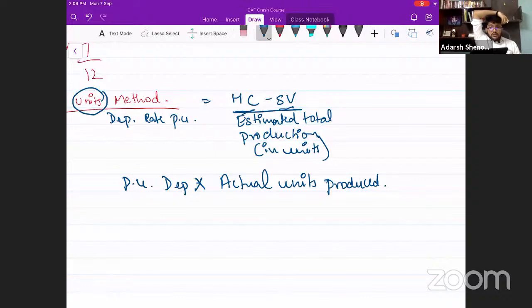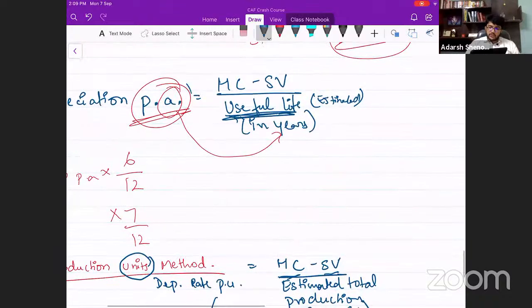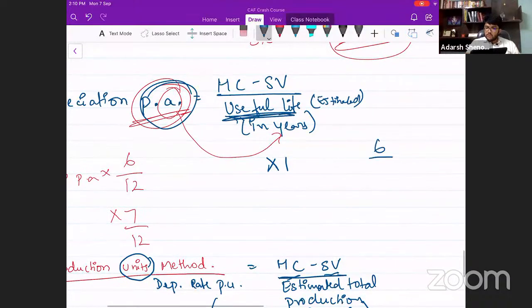Now coming back to our discussion. Per unit depreciation we calculate over here. Take that depreciation and multiply it with actual units produced. How many units you're producing actually in a particular year? Multiply it. Just like how we did over here, where we calculated per annum depreciation. If you're charging for the whole year, we multiply it with 1 because it is annual depreciation. If we use it for 6 months, we do 6 by 12. If it is used for 7 months, we do 7 by 12. Because this is annual depreciation.